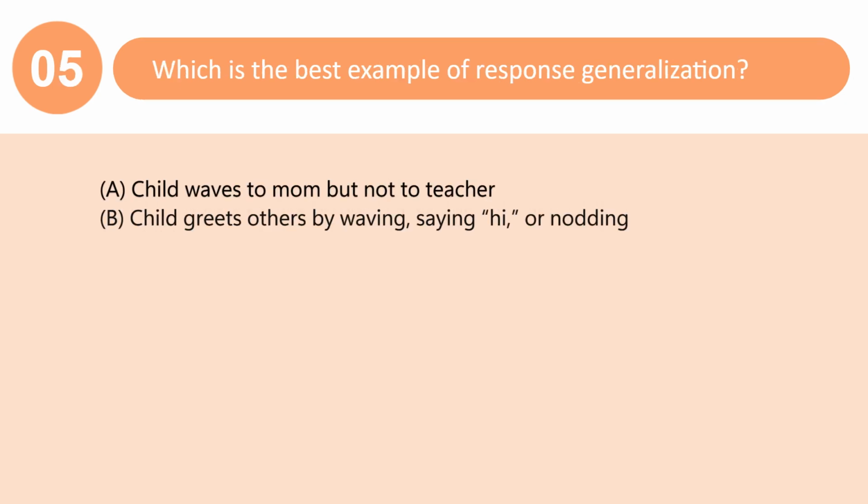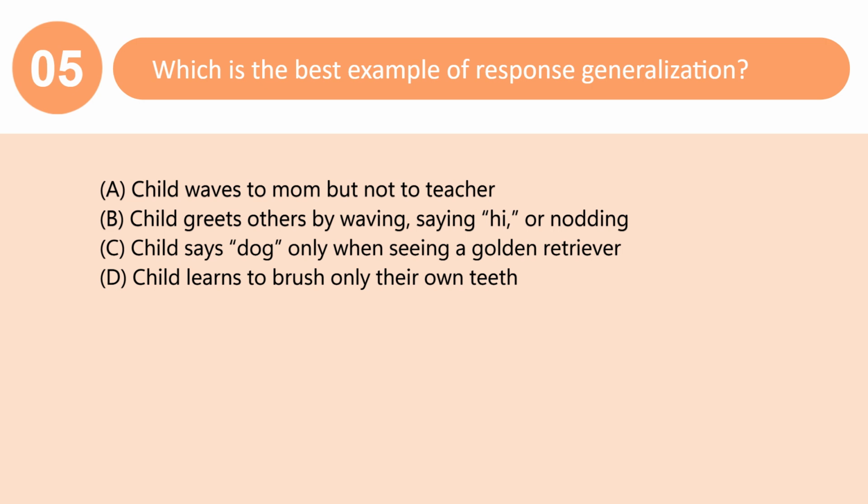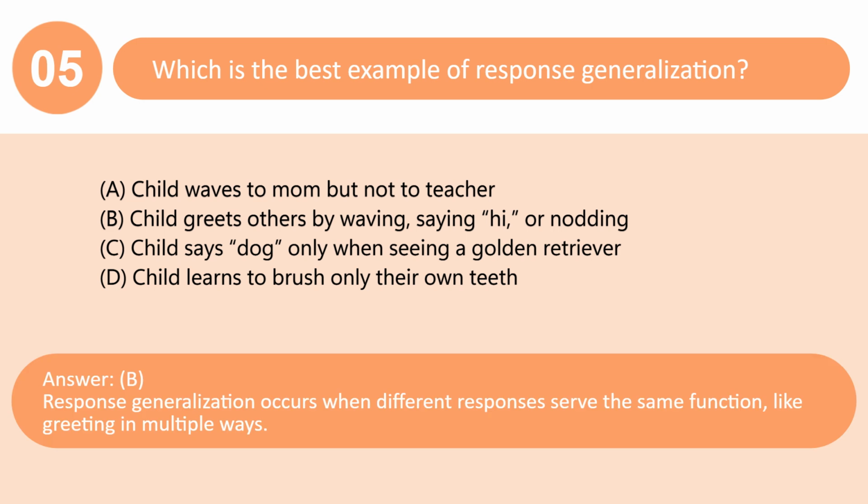Which is the best example of response generalization? A. Child waves to mom but not to teacher. B. Child greets others by waving, saying hi, or nodding. C. Child says dog only when seeing a golden retriever. D. Child learns to brush only their own teeth. Answer B. Response generalization occurs when different responses serve the same function, like greeting in multiple ways.